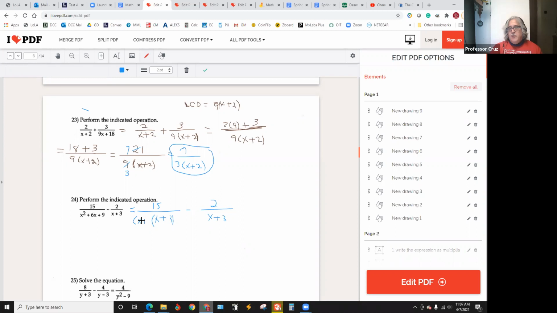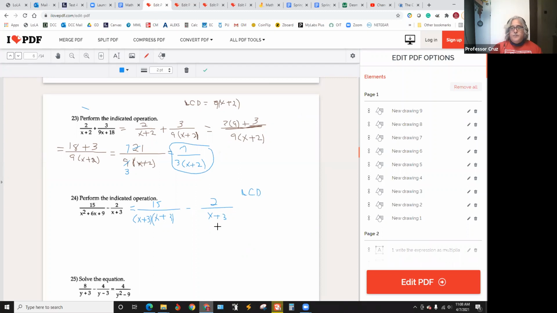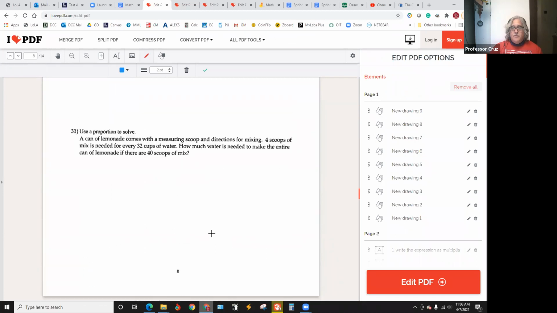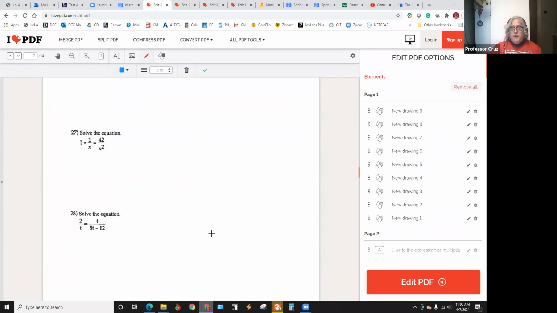And just to show you that I'm not making this up, x times x is x squared. x times 3 is 3x. 3 times x is 3x. So those two 3x's become a 6x, and 3 times 3 is 9. All right. So what is the LCD? Let's see, we're going up to 38, right? Oh, 31. All right. We should be all right on time.